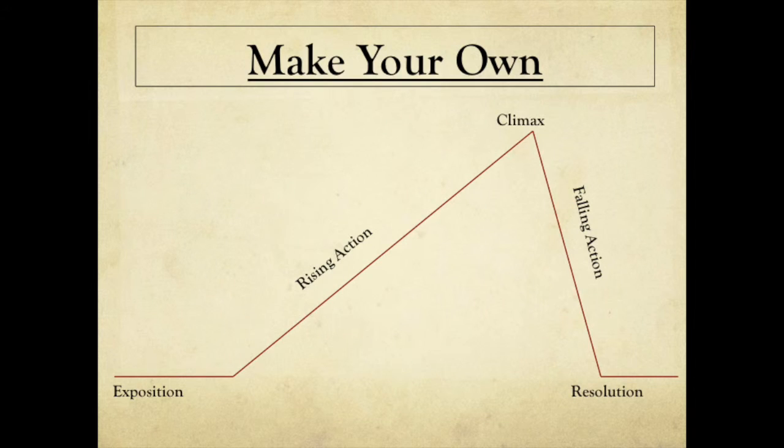Now that we have gone over the 5 elements of plot development for Holes, we want you to separate into your groups from yesterday that you wrote your short stories in. As a group, analyze your short story for plot development. Once you have identified the exposition, rising action, climax, falling action, and resolution of your story, each group will then take turns going to the front of the classroom to present their short stories.